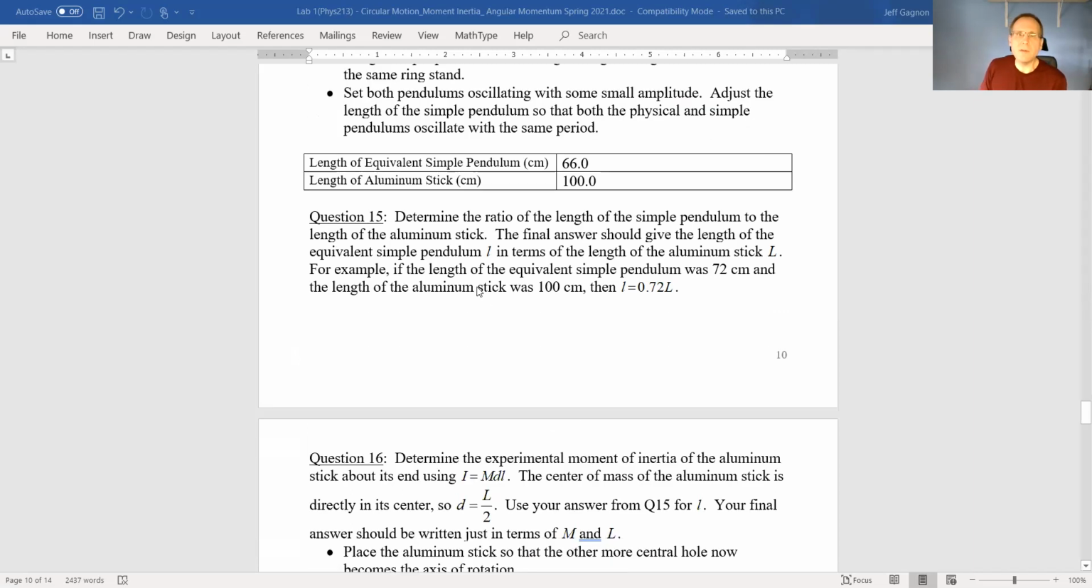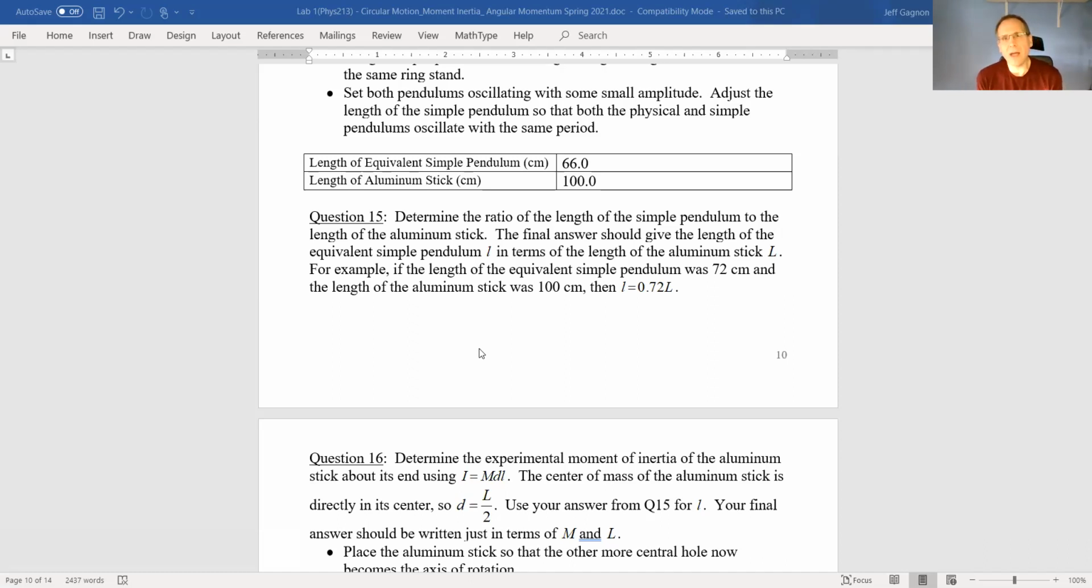Okay, so question 15, your first question. Determine the ratio of the length of the simple pendulum to the length of the aluminum stick. The final answer should give the length of the equivalent simple pendulum, little l, in terms of the length of the aluminum stick, capital L. For example, if the length of the equivalent pendulum was 72 centimeters and the length of the aluminum stick was 100 centimeters, then little l is going to be 0.72 big L.